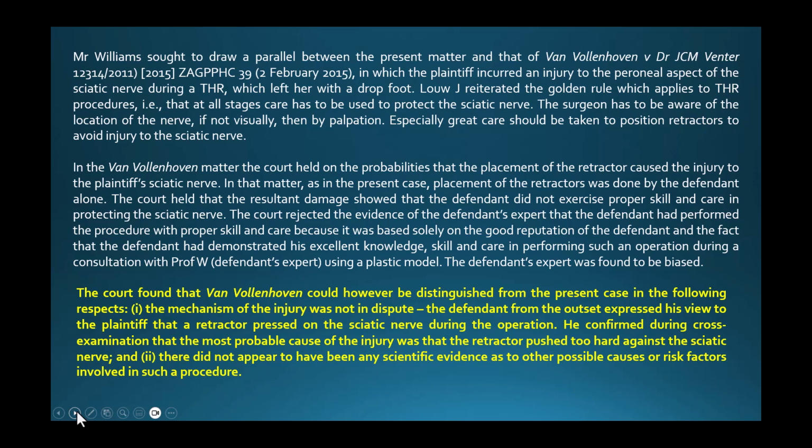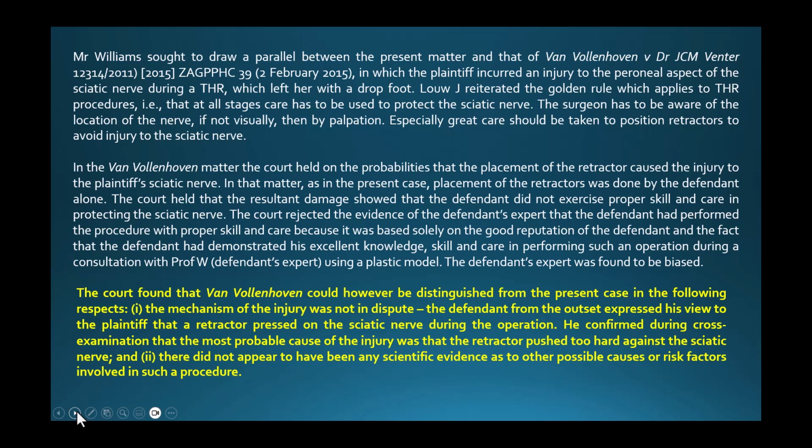In other words, in Van Vollenhoven, the court looked at the evidence and decided, you know what, the placement of the retractors in this case probably led to the injury. That's critical. In that matter, as in the present case, placement of the retractors was done by the defendant alone. The court held that the resultant damage showed that the defendant did not exercise proper skill and care in protecting the sciatic nerve. There's your negligence. Didn't exercise proper skill and care, therefore didn't act as a reasonable surgeon should have, therefore negligence.